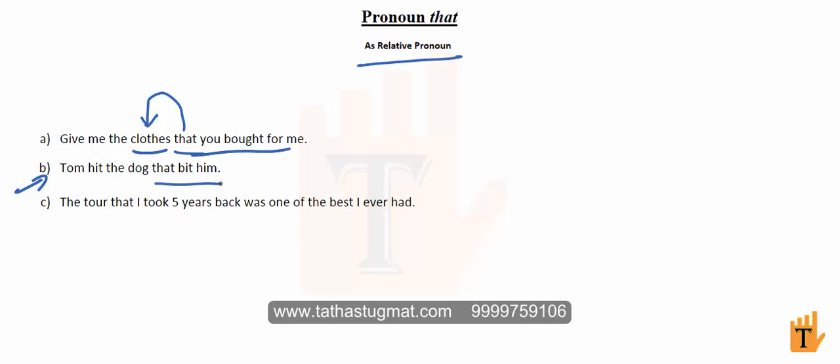Similarly, next one: Tom hit the dog that bit him. So that bit him is again a relative clause in which that acts as a subject and is a relative pronoun referring to the immediately preceding noun dog. Look at the next one: the tour that I took 5 years back was one of the best I ever had. So that I took 5 years back is the relative clause, and that is the relative pronoun which is used for the tour.